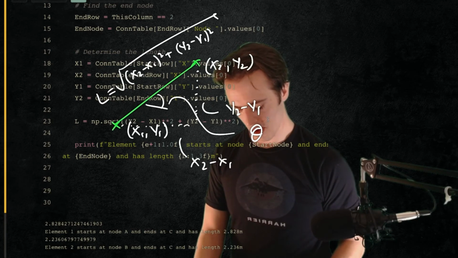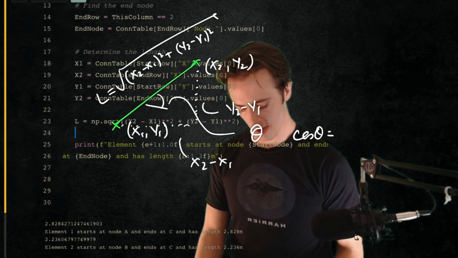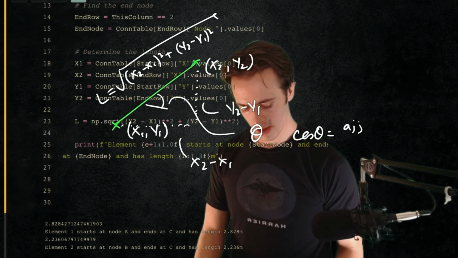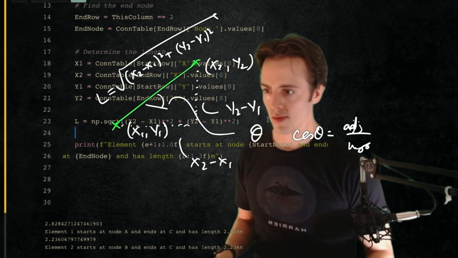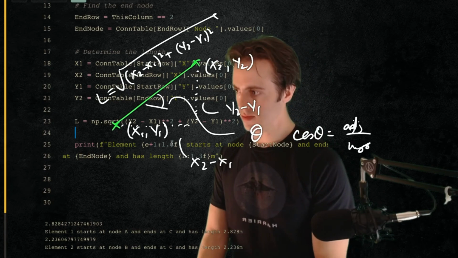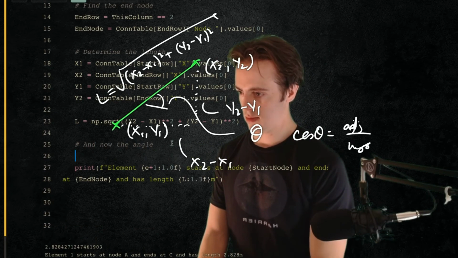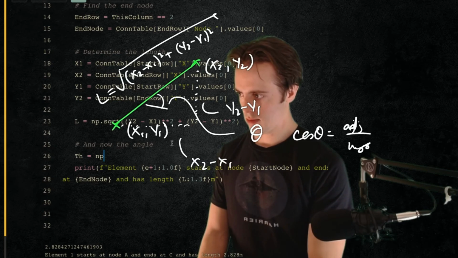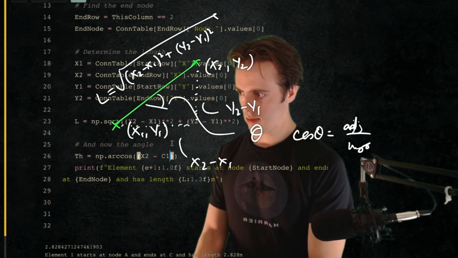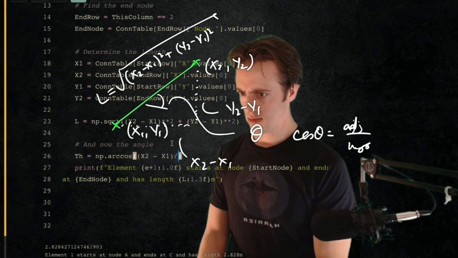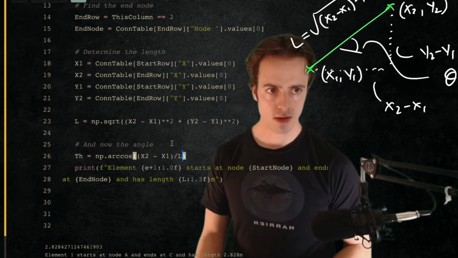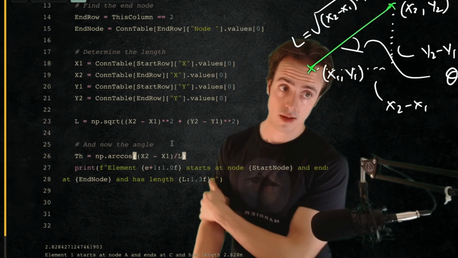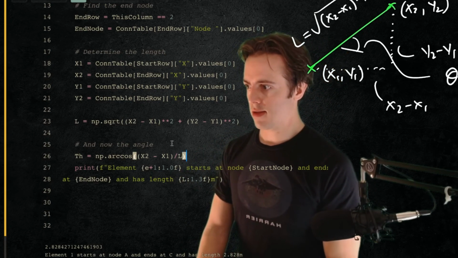This is my theta, so cos theta is equal to adjacent over hypotenuse, so that's going to be x2 minus x1 on the length. I avoid using the tangent, arc tangent, because it can go to infinity, so we have problems there. Okay, so let's check what that looks like.